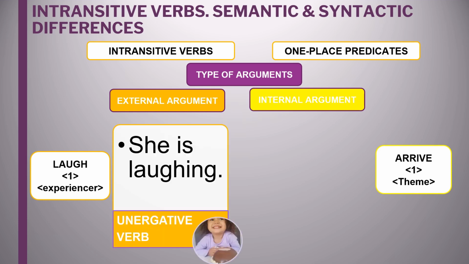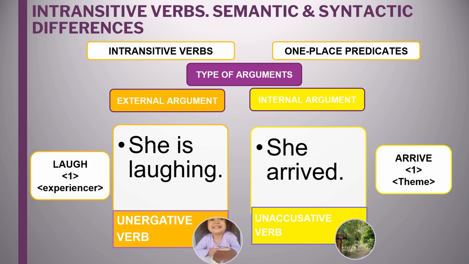So, for instance, in these examples, the verb laugh in the sentence "she's laughing" is an unergative verb and selects an external argument that in this case receives the theta role of experiencer. On the contrary, the verb arrive is an unaccusative verb that selects an internal argument, and this argument receives the theta role of theme. As we can see, even though the arguments of both verb types occupy the subject position, they are syntactically and semantically different.